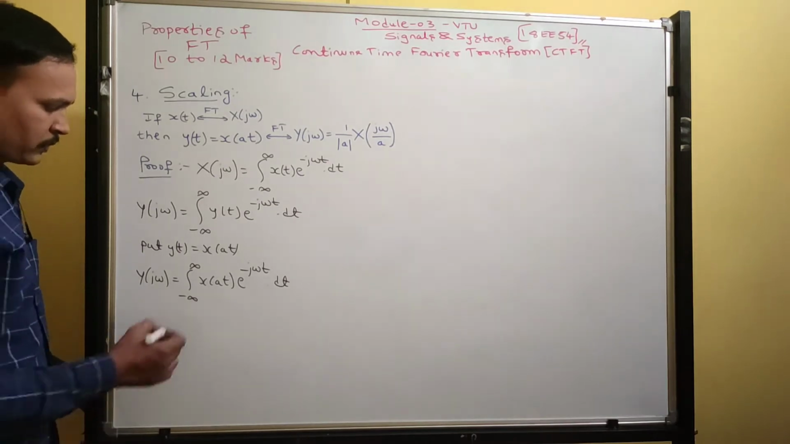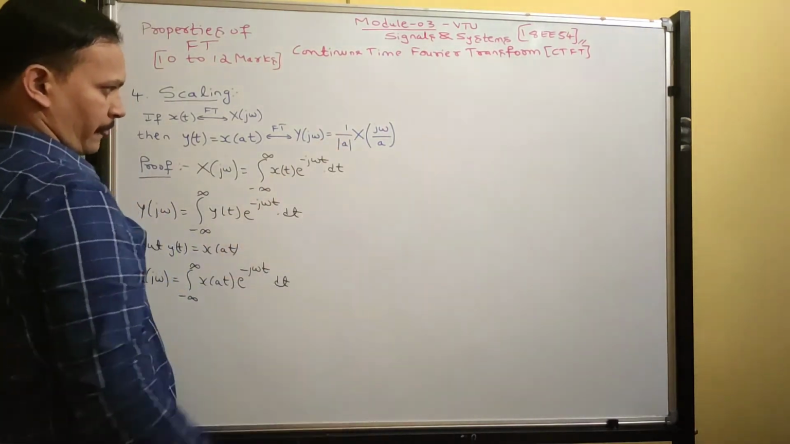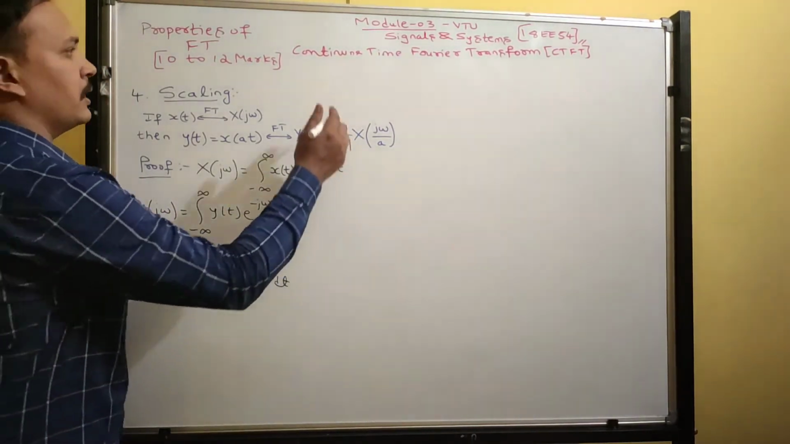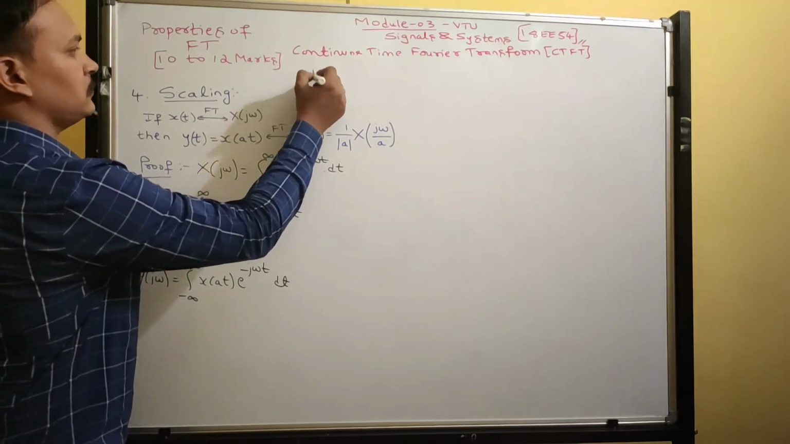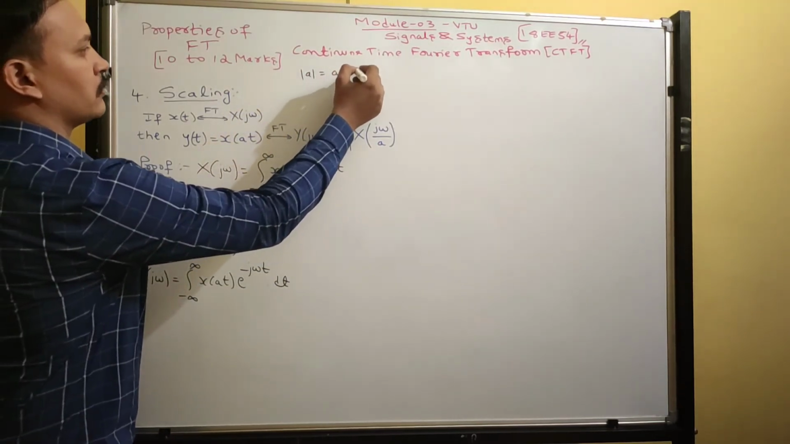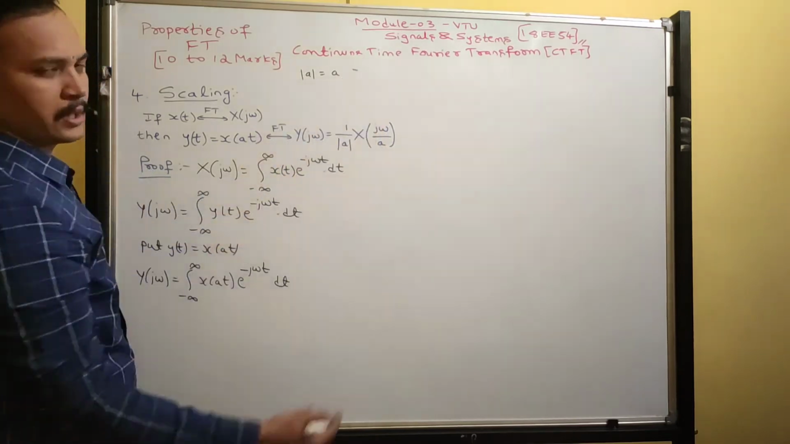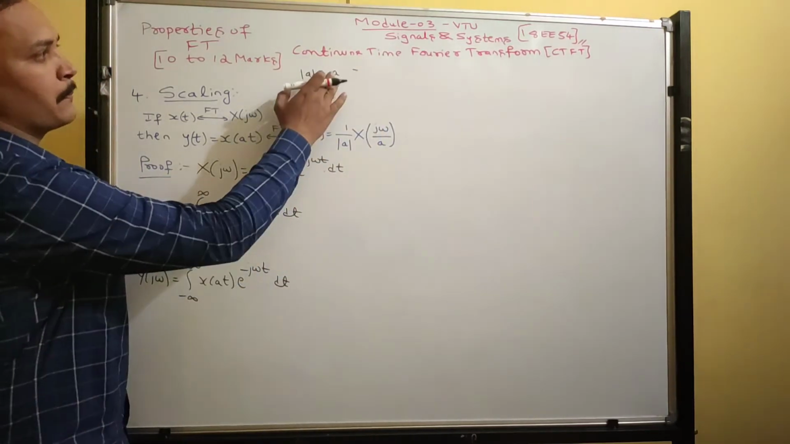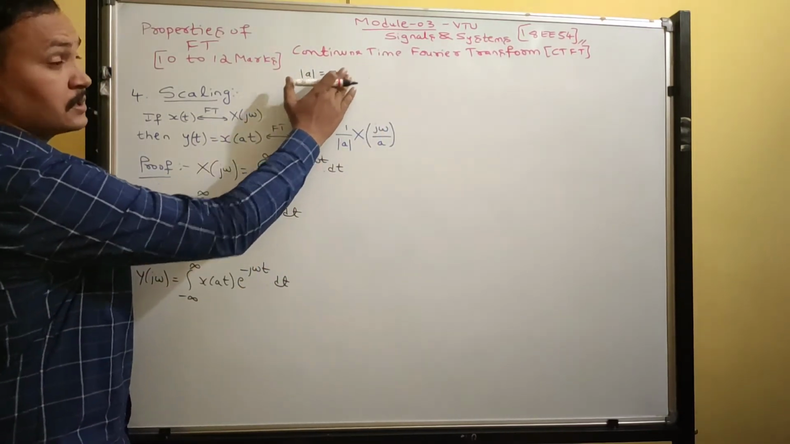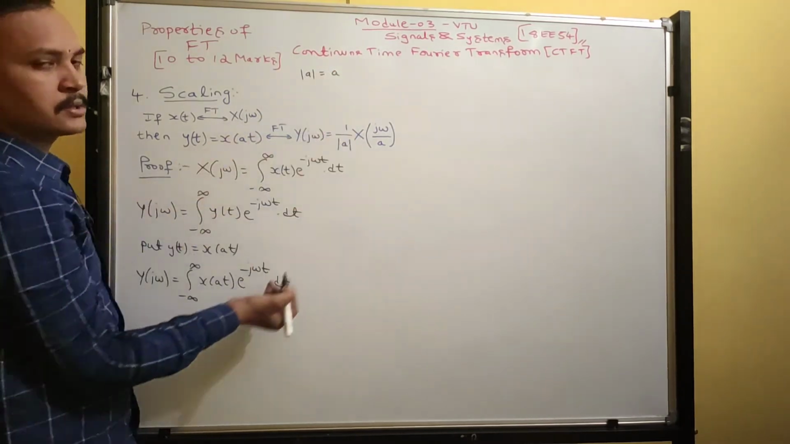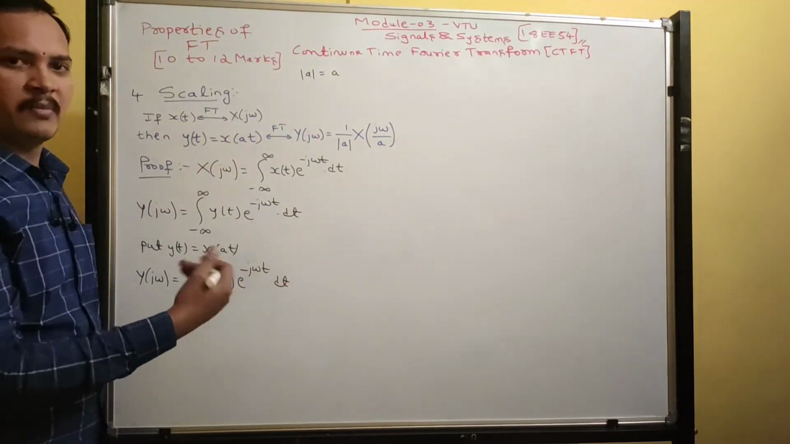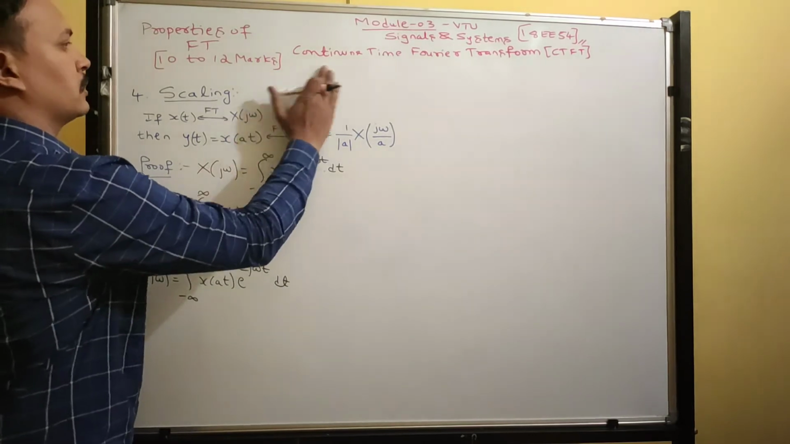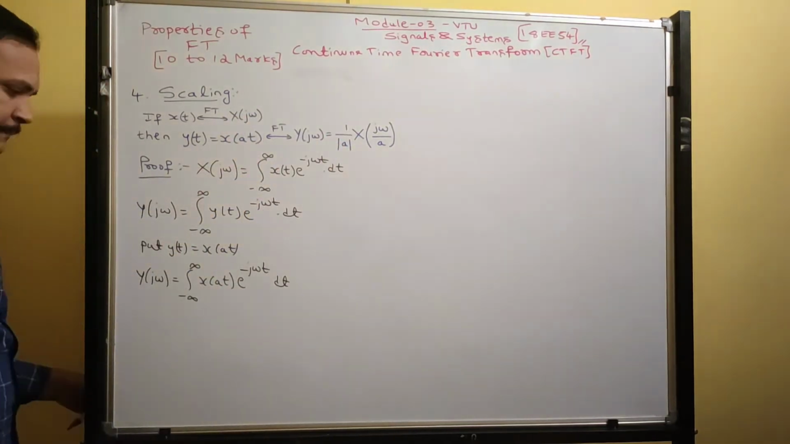Now, since they have given mod a, mod a is equal to a for a greater than 0. For more than 0 it becomes plus a. For less than 0 it becomes minus a. That is the significance of mod a.